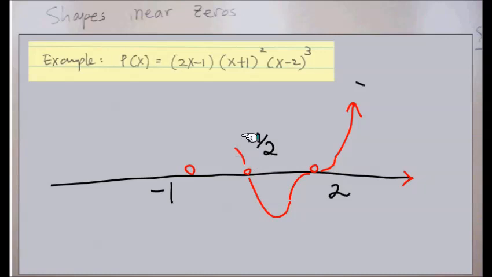Then you have to come down and cross negative 1, but negative 1 came from this factor, and its multiplicity is 2, so it's going to lift up. So we're going to continue from here, and the shape is roughly going to look like this. So that's how you use that table to sketch the graph of the function given by this factored form with these multiplicities.